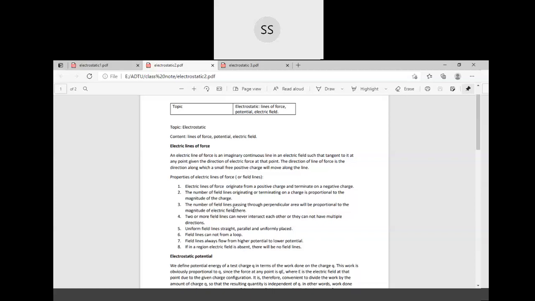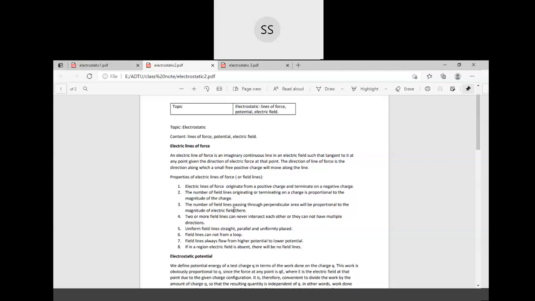The number of field lines originating or terminating on a charge is proportional to the magnitude of the charge. So if for an electric charge field lines are more, then we can say that the magnitude of the charge is more, and if for an electric charge field lines are less, then we can say that the magnitude of that charge is less. So the number of field lines depends on the magnitude of the charge.